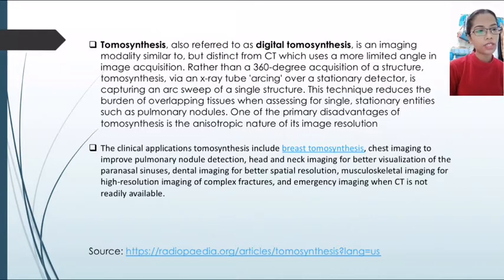Rather than a 360-degree acquisition of a structure, tomosynthesis, via an X-ray tube arcing over a stationary detector, captures an arc sweep of a single structure. This technique reduces the burden of overlapping tissues when assessing for single stationary entities such as pulmonary nodules. One of the primary disadvantages of tomosynthesis is the anisotropic nature of its image resolution.